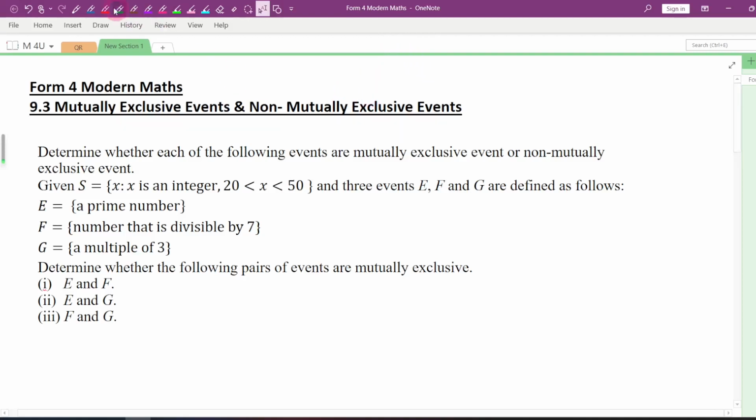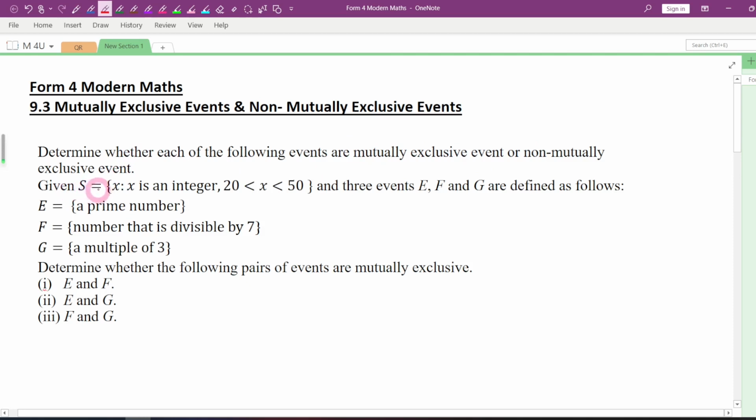Hi everybody, in this video, let's look at Form 4 Modern Math 9.3, Mutually Exclusive Event and Non-Mutually Exclusive Event. What does mutually exclusive event mean? Let's look at this example. Determine whether each of the following events are mutually exclusive event or non-mutually exclusive event.